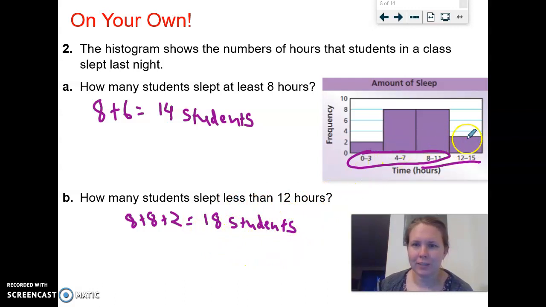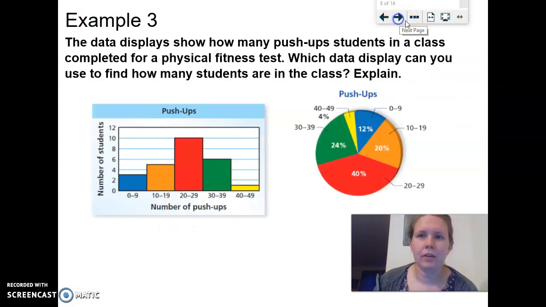I'm not sure where these 6 students found the time to sleep that much. They must have been exhausted. All right, let's keep going.